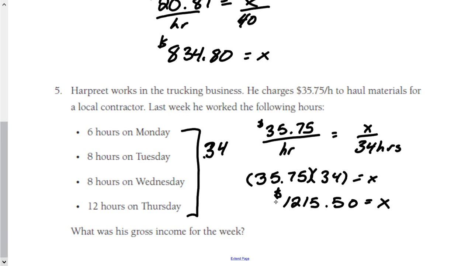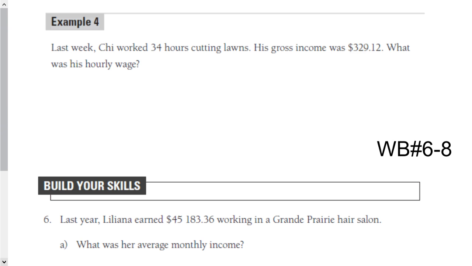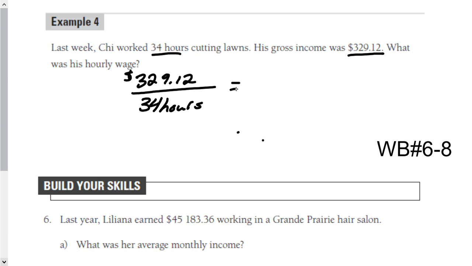All right, next one. Last week, Chi worked 34 hours cutting lawns. His gross income was $329.12. What was his hourly wage? So we take his gross income, we divide it by 34 hours, and this will simplify down to how much he earns per 1 hour.